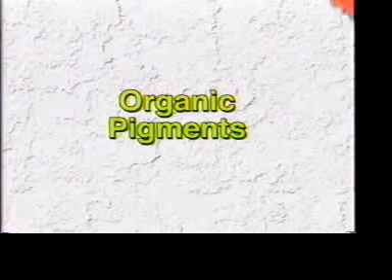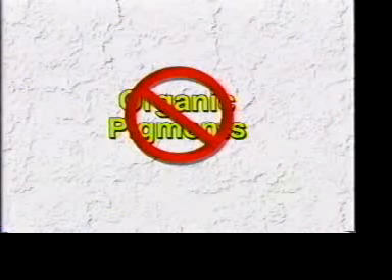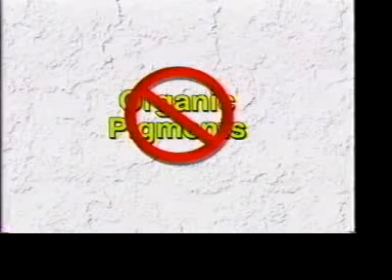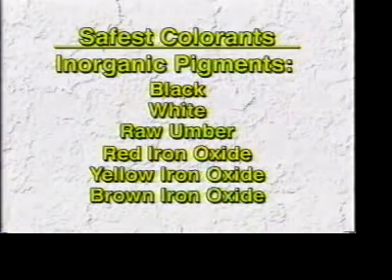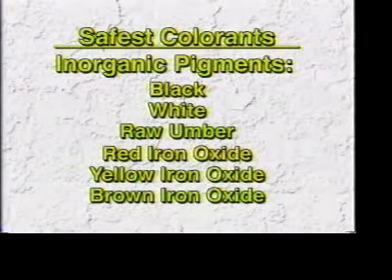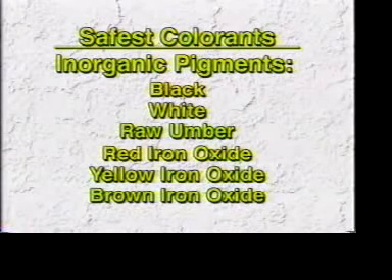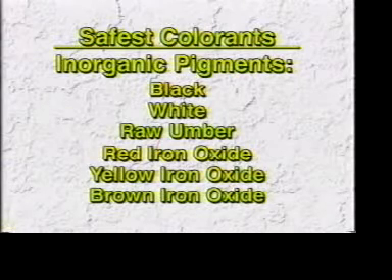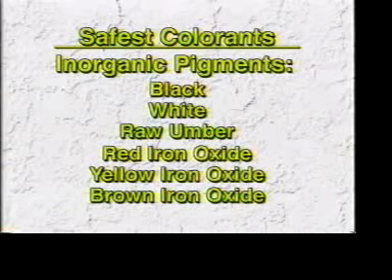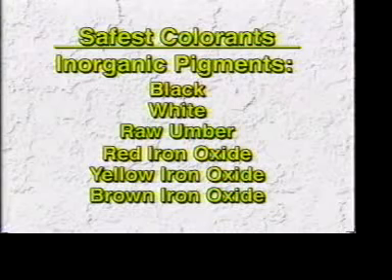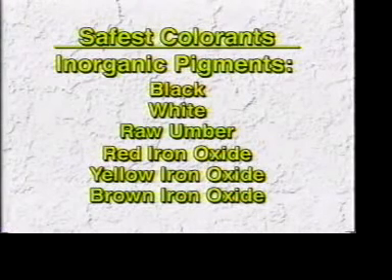The best way to ensure against lime burn-related color problems is to avoid using colorants that contain organic pigments in the top coat. The safest colorants to use in coating any high pH substrate are the ones containing inorganic pigments: black, white, raw umber, red iron oxide, yellow iron oxide, or brown iron oxide. A 100% acrylic base paint is recommended.